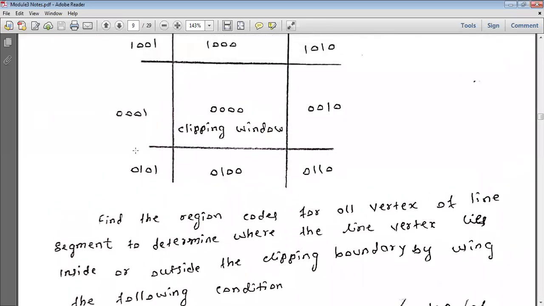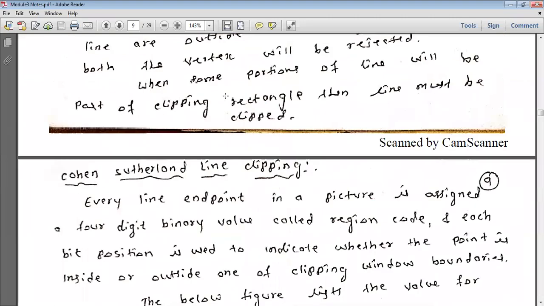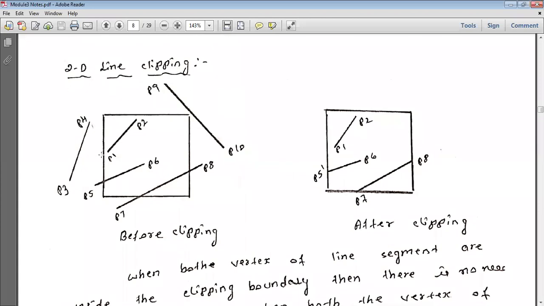Region codes. So I need to check the region code for each of the endpoints. If the line is inside the clipping window, that means both the endpoints, P1 and P2, are within the clipping window. That means P1 will be 0000 and P2 will also be 0000. That is how I differentiate.